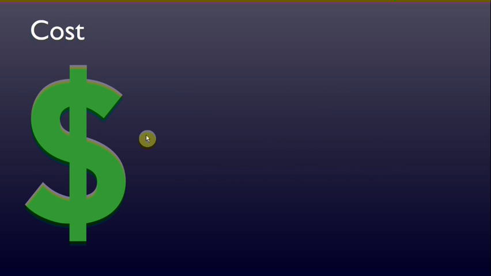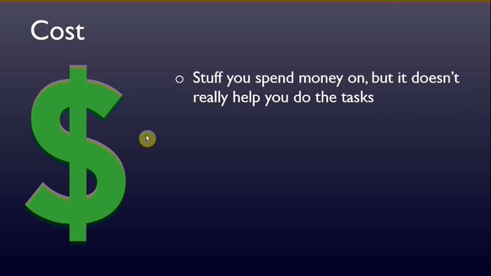So that's material resources. And our final category of resources is cost resources. This one's a little bit tricky and it's a little weird to think of, but I kind of alluded to it a little bit before. This is stuff you spend money on, but it doesn't really help you do the tasks. It's something that is going to have to be added into your budget for the project, but it's not really helping with the work in the way that the equipment or the material might be. So some examples of this are travel expenses.